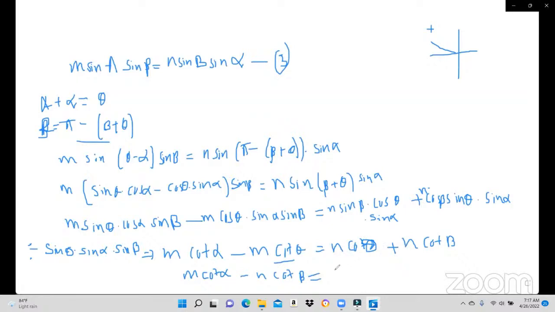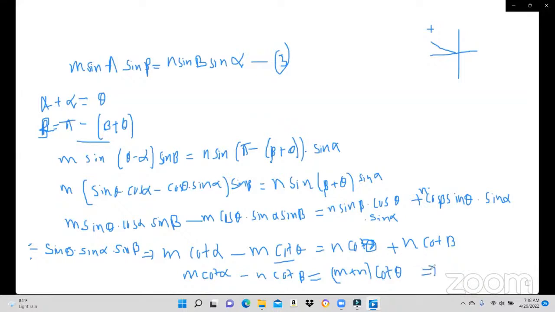Now since cot theta is common, you can say (m plus n) cot theta. That's what we were asked in equation number 1. What is equation number 1? We have to prove (m plus n) cot theta equals m cot alpha minus n cot beta. That means this side (m plus n) cot theta equals m cot alpha minus n cot beta. Okay.